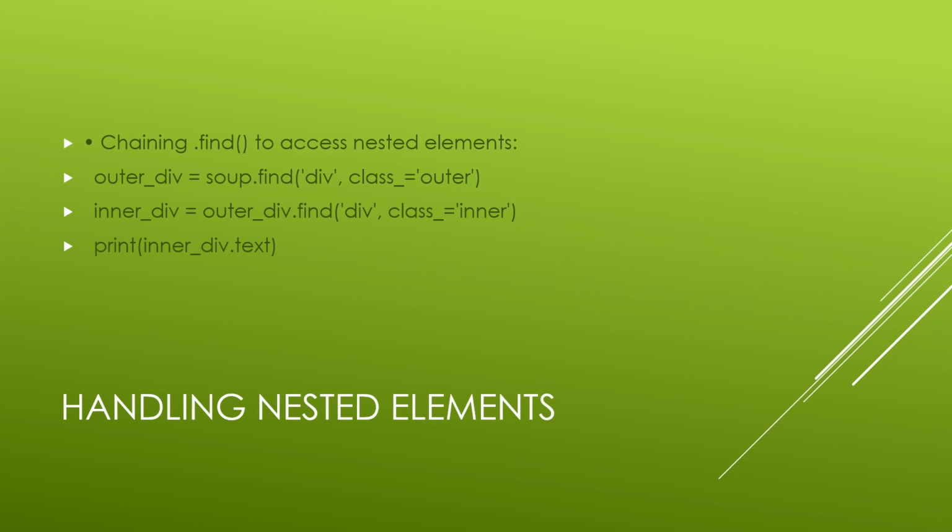Web pages often contain nested elements, meaning one tag is inside another. Beautiful Soup makes it simple to access these nested tags by chaining find or findAll methods. For example, you might first find a div tag, then find another div tag inside it, allowing you to navigate complex HTML structures.